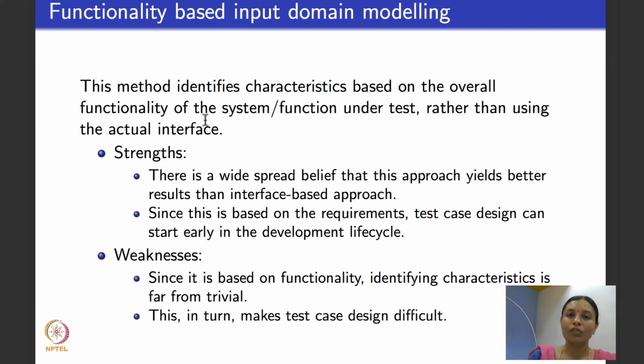The next approach is functionality-based input domain modeling. In this method, characteristics are identified based on the overall functionality of a system. So let's say I have a program under test or a function under test. I look at what that program or function is supposed to do. What is its main functionality? Why is it written? Why does it exist? I look at those characteristics and then consider partitions of the input domain based on characteristics that represent the functionality of the considered program or function.